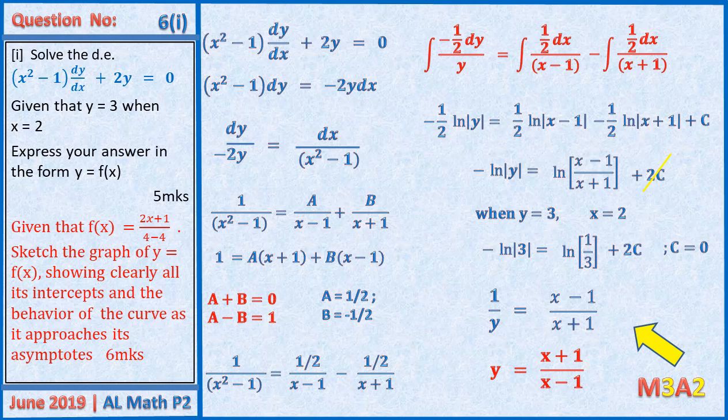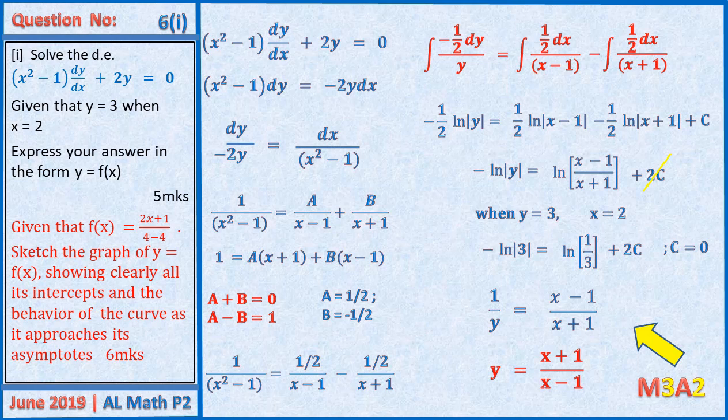Now the next part of the question reads: you are given the function f of x equals 2x plus 1 over x minus 4. Sketch the graph of y equals f of x, showing clearly all the intercepts and the behavior of the curve as it approaches its asymptotes. 6 marks. So we have to sketch f of x and show the intercepts and the behavior of the curve as it approaches its asymptotes.